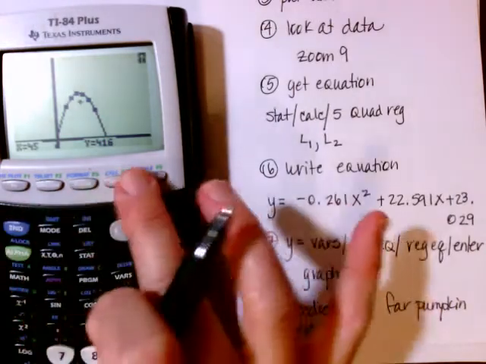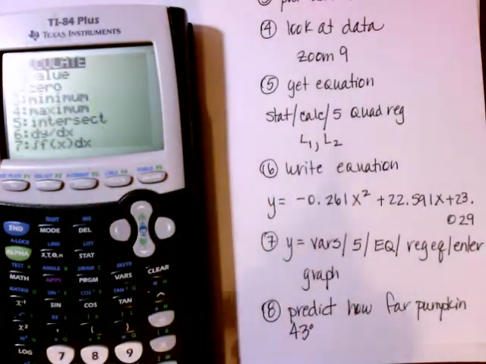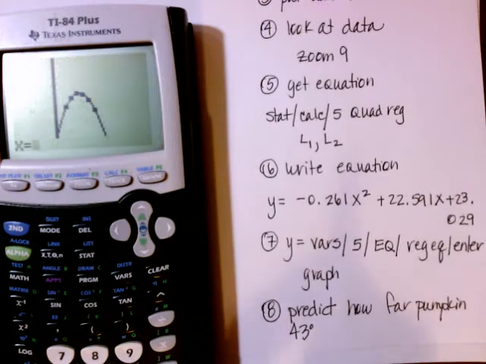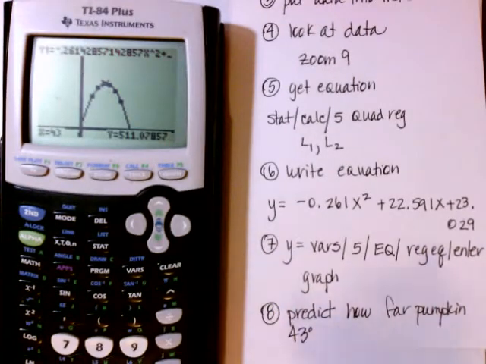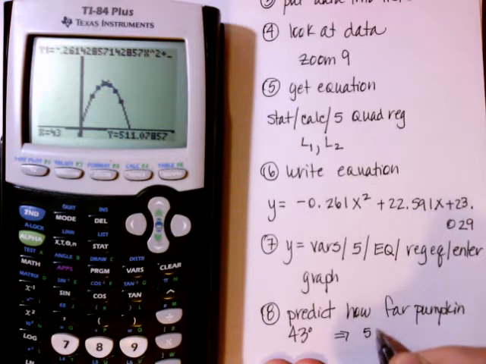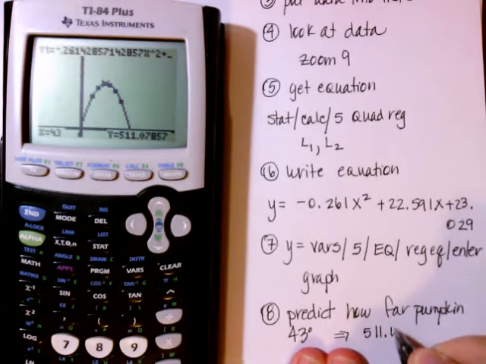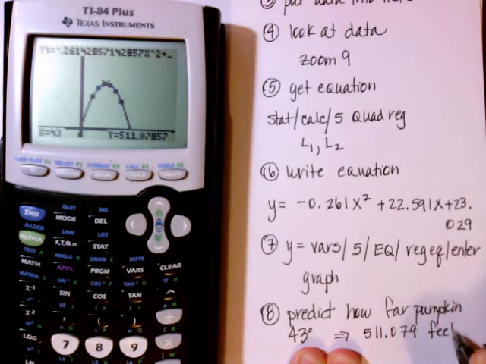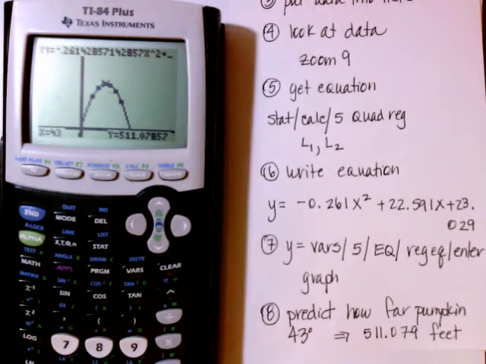Then I'm going to do second, calculate, number 1 for value. I'm going to tell it that I want the x to be 43, and I'm going to hit enter. And notice that it tells me that the pumpkin would travel 511.079 feet. So that little sucker is going to travel for a long way. All right, so that is the process to do regression analysis.